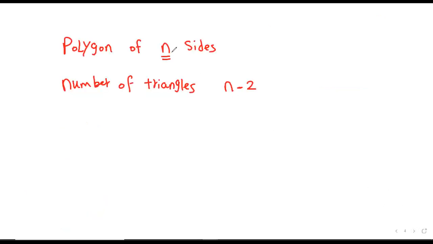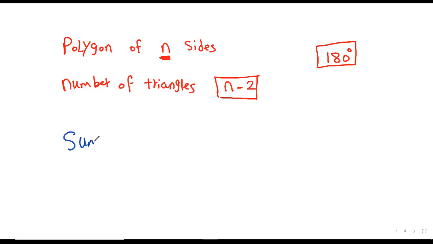So in general, if we are talking about a polygon of n sides, the number of triangles is going to be n minus 2. And in a triangle, the sum of the interior angles equals 180. The sum of the interior angles of any triangle is 180. So we have now a rule.